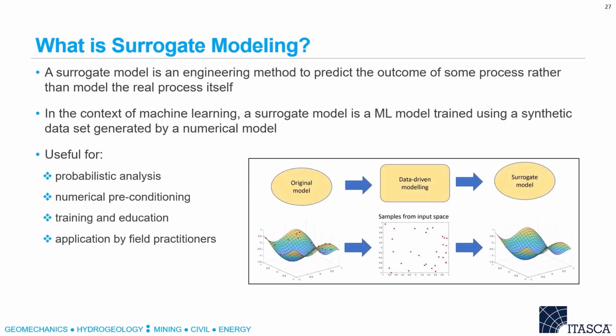The next topic we'll move on to is surrogate modeling, starting with the question of what is surrogate modeling. A surrogate model is an engineering method to predict the outcome of some process rather than modeling the real process itself. In the context of what we're discussing today, a surrogate model is a machine learning model that has been trained using a synthetic data set generated by a numerical model. In other words, we're essentially replicating the response of a numerical model for some set of inputs and outputs with a machine learning model. This is useful for probabilistic analysis, numerical preconditioning, training and education, and for easy application by field practitioners.